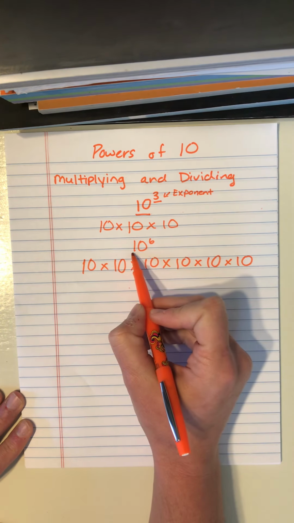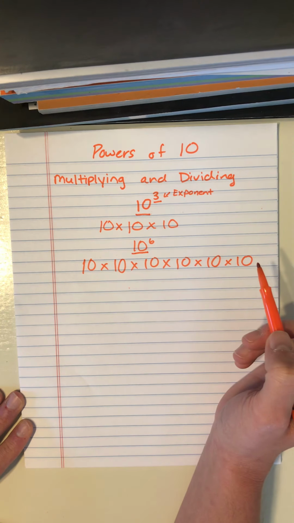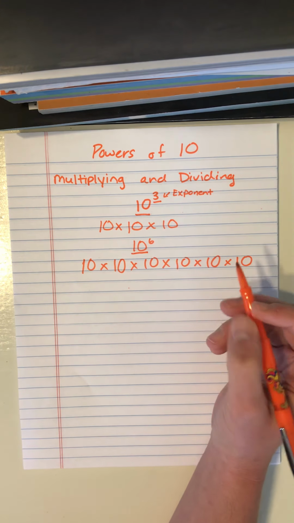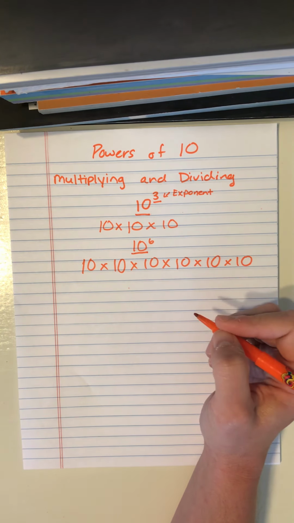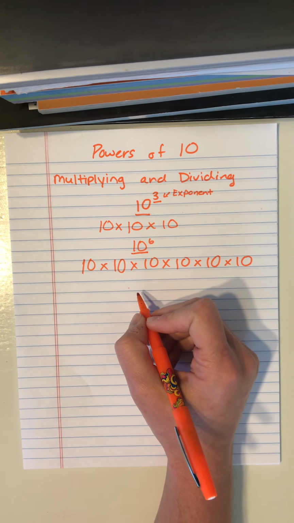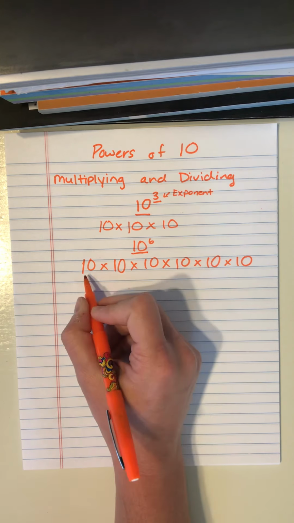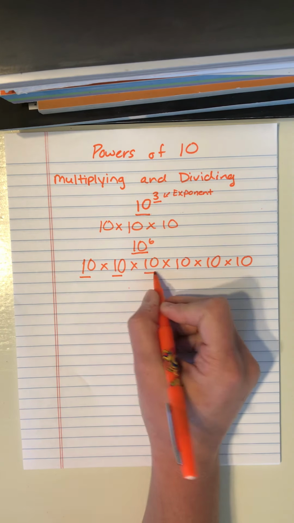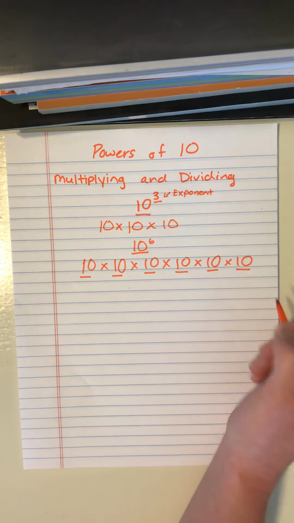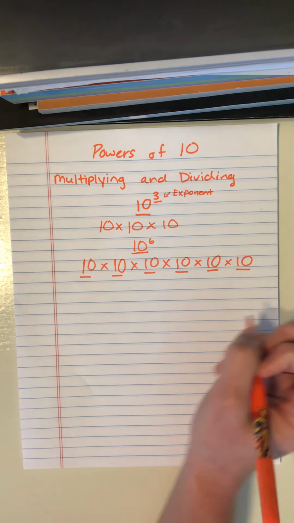Now, when we have the base number 10, we get super excited because 10 is important for our place value. Okay? Every time we increase our place value by 1, we do times 10. That's why we can just focus on moving our decimal points. Okay? Because 10 is a pretty powerful number with our numbers.